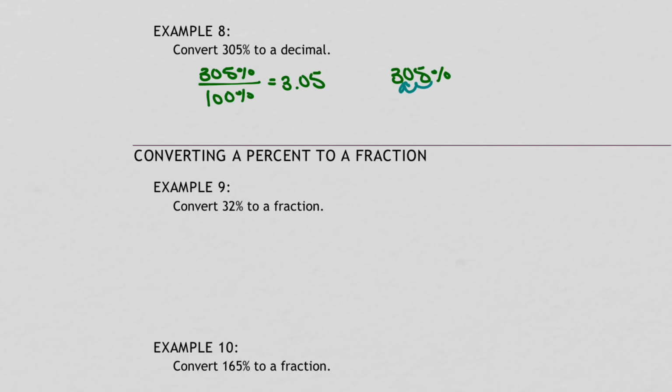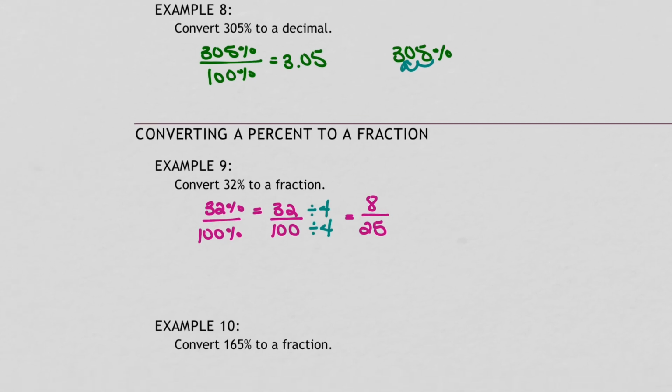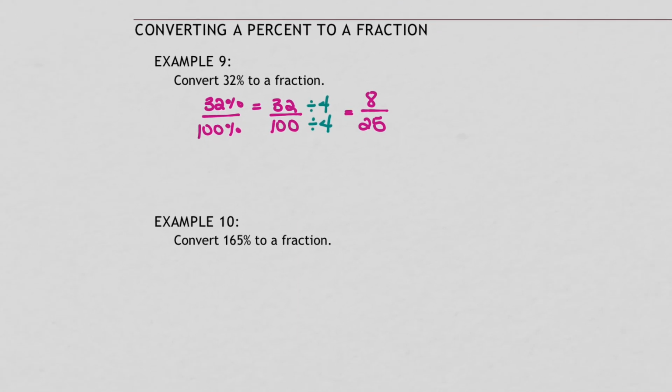Convert from a percent to a fraction. Well, 32% is the same thing as 32 over 100. That would be 32% over 100%. The percents basically cancel out. And then we just need to reduce 32 over 100. Both of these are divisible by 4. 32 divided by 4 is 8, and 100 divided by 4 is 25, and that's as far as we can go.